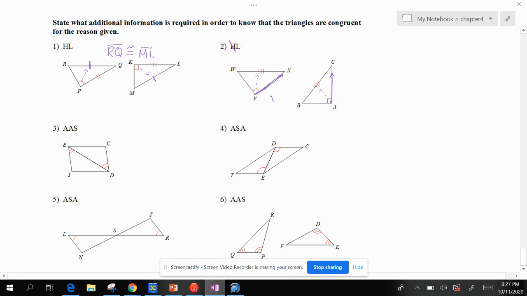So I'm saying that VX, I'm going to write it on the side, VX has to be congruent to AC in order to make this true. Now, I'm saying that. You could have said the other leg, VW and BA. As long as you're picking one of these and saying that they're congruent to each other, you even could have mixed and matched.